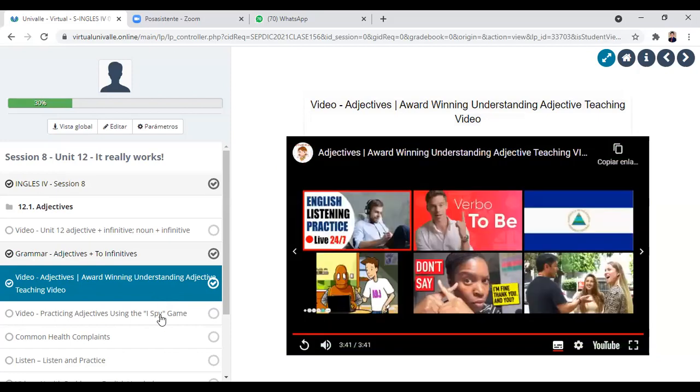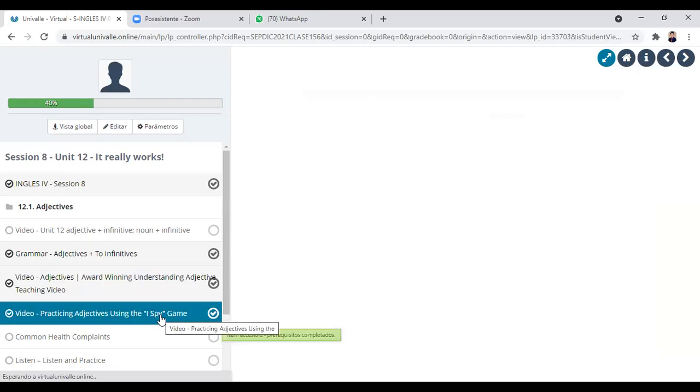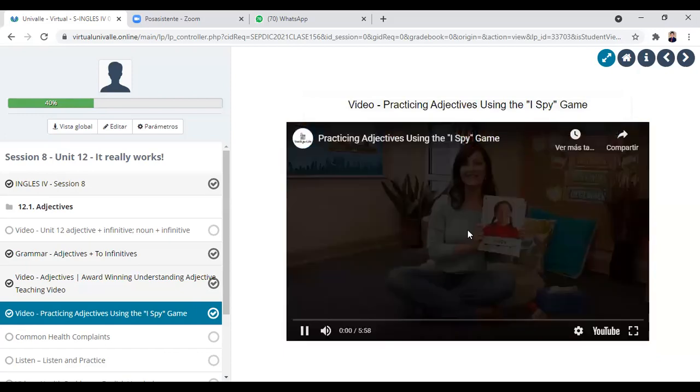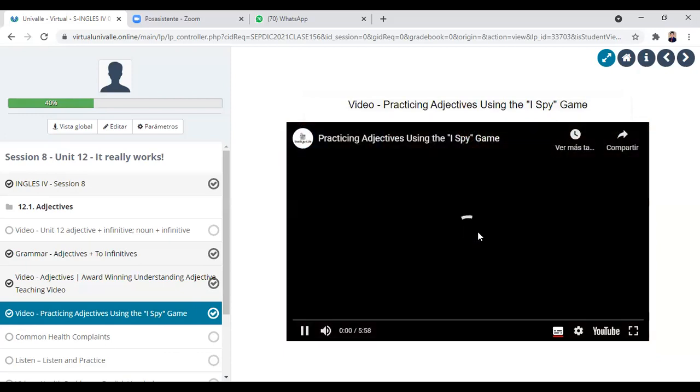Now we have a practicing section, adjectives using this I Spy game. Okay, so let's try to make this game and let's discover what are the adjectives in that game.